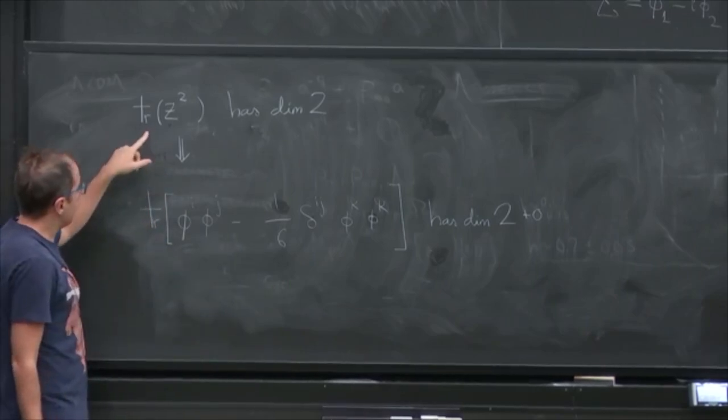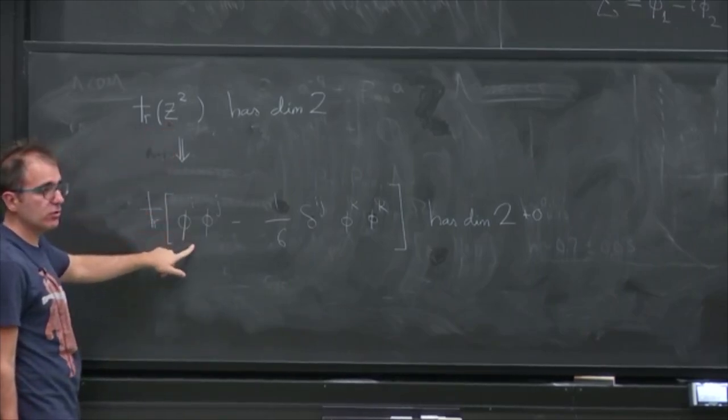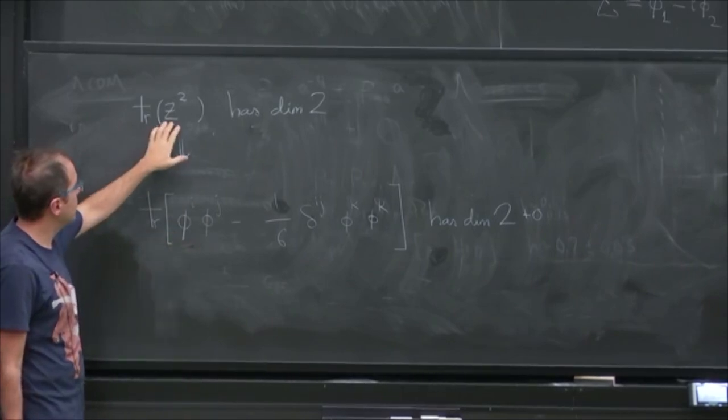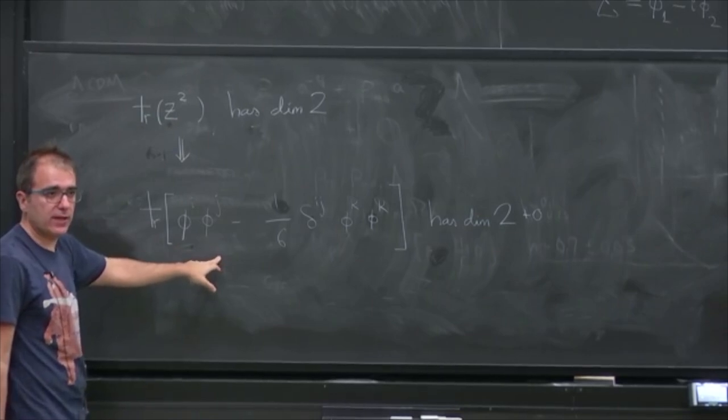This one is simple. The reason why, if this has dimension 2, this has dimension 2, is because they are in the same representation. So they are actually the same. You can rotate this one into this one. Let's see how that works in a simple way.